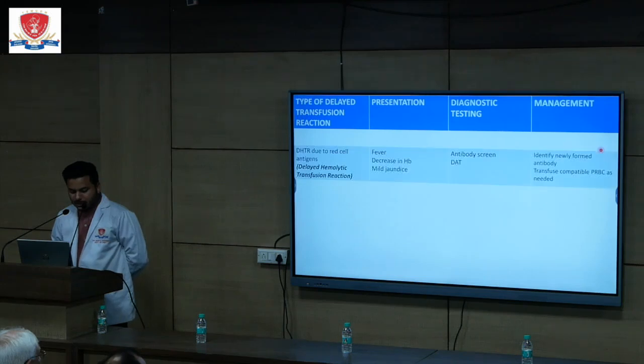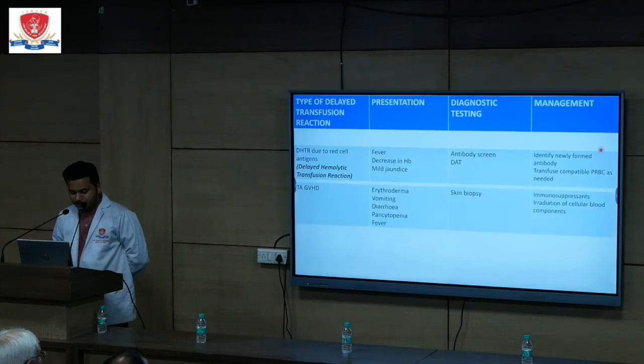The first one in the delayed is the delayed hemolytic transfusion reaction, in which we see fever, decrease in hemoglobin count, and mild jaundice. Diagnosis is doing antibody screening and performing direct antiglobulin test. Management is identifying newly formed antibodies and transfusing the patient with the compatible PRBC unit as required.